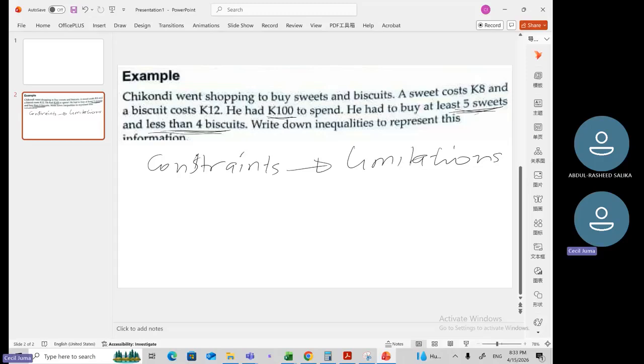I'll stop a little bit to give you time to think over this problem. I'll give it 2 minutes so that you can think. Look at those constraints and possibly write somewhere and see if you can have the inequalities that we need to produce from this statement.